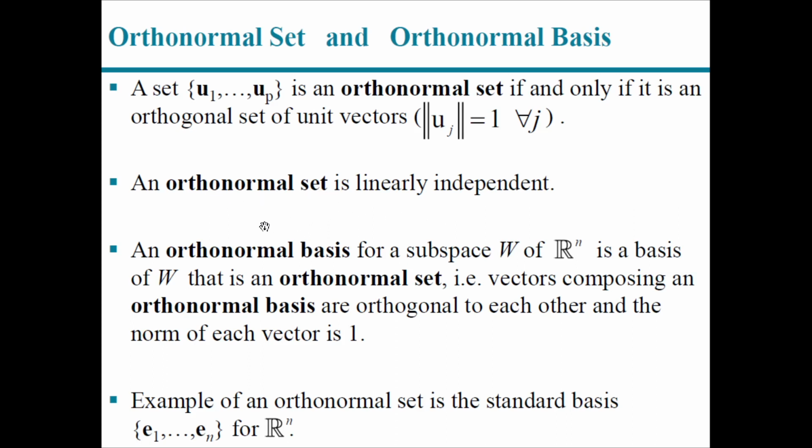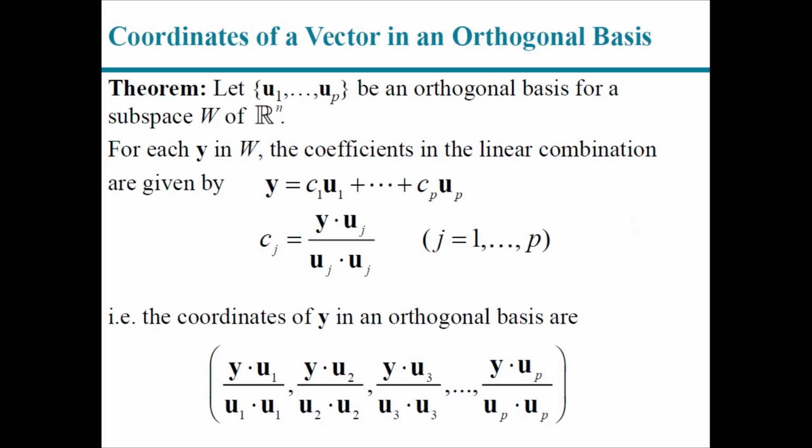So we can have an orthonormal basis for a linear space. What is an orthonormal basis? Well, that's a basis of a linear space, but every vector inside is of norm 1 and the vectors are mutually orthogonal. So that's what it means. One example of an orthonormal basis is your standard basis of Rn.